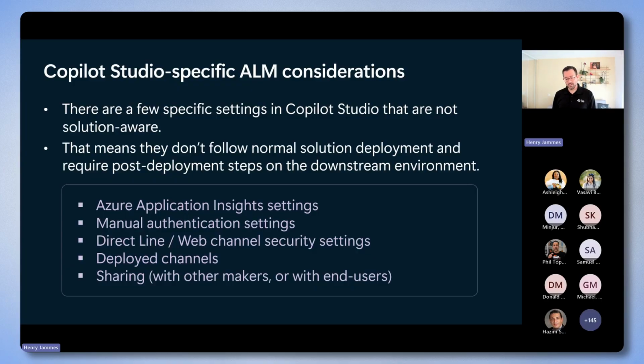And the last one is sharing, whether you expect that agent to be available to other makers, so people who can access that agent just from a configuration perspective or accessing the analytics of the agent, you need to share that again. Unless the other users are admin, then they have automatic access to all the agents in the environment, or also with end users. So if you want the agent to only be used by security group users that have access to your Teams agent, you need to make sure that this configuration is done again.